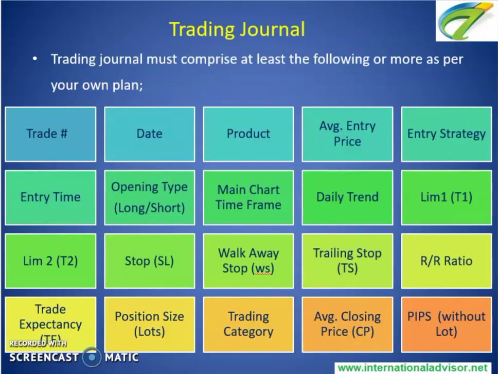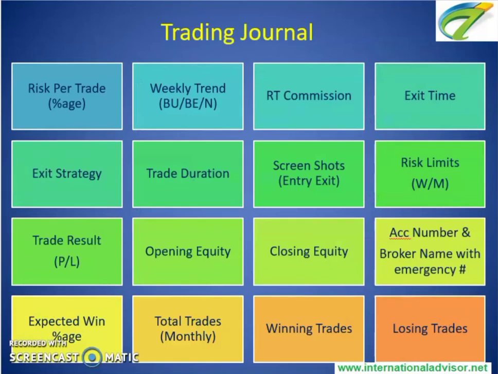Then pips. How many points you made or lost. Then risk per trade, weekly trend, whether it was bullish or bearish or neutral to bullish or neutral to bearish or whatever. How many dollars you are paying as a round turn commission per transaction. Exit time, exit strategy, which technical indicator you based, which study you were based on.